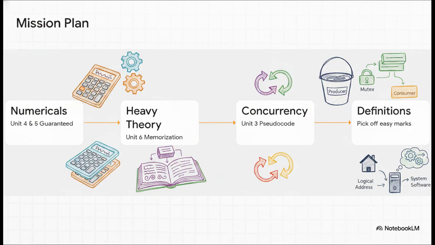Step 2. Memorize that highly repetitive Unit 6 theory we just talked about, compiler phases and loader types. Step 3. Learn the pseudocode for standard Unit 3 concurrency problems, like the producer-consumer problem. And Step 4. Pick off those easy definitions, like mutex, logical address, and system software. If you follow this exact flow, you'll efficiently secure about 65 marks of high-frequency material.